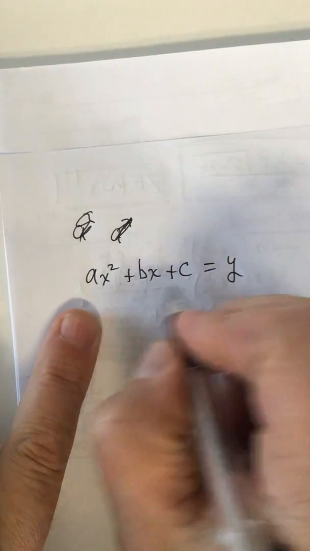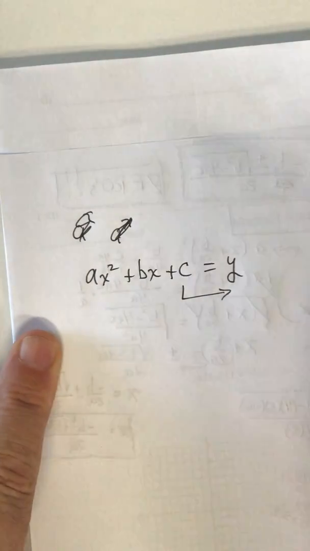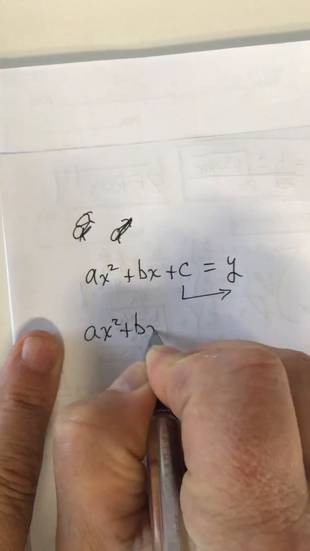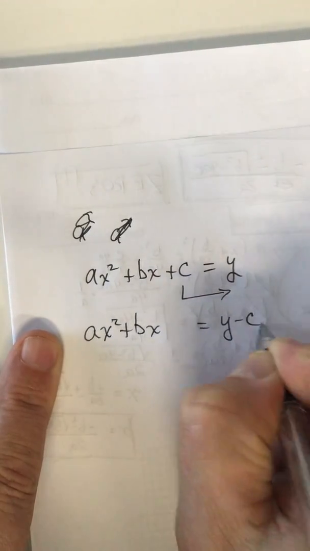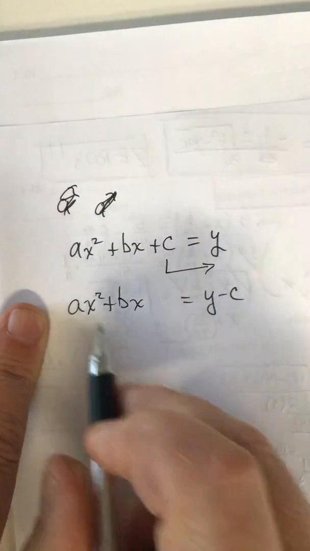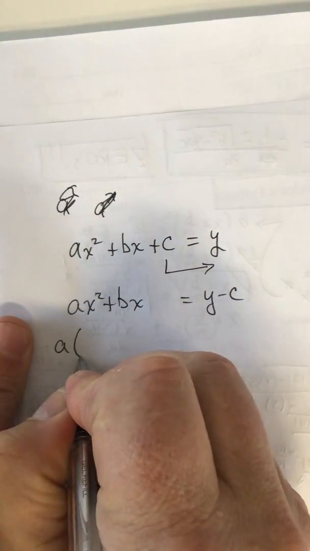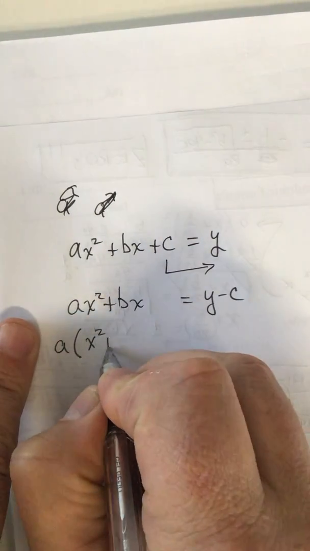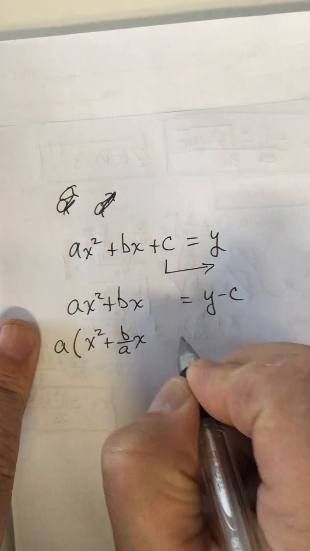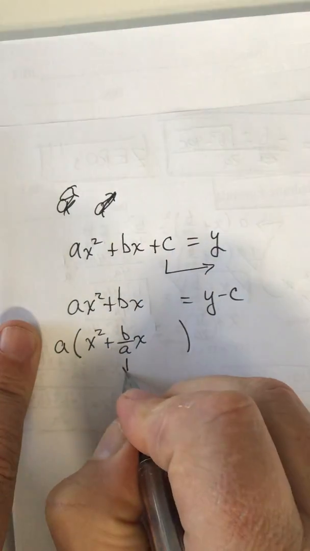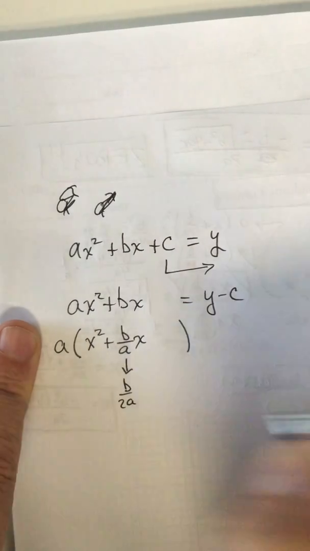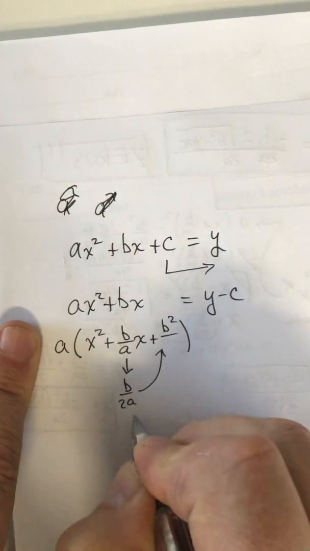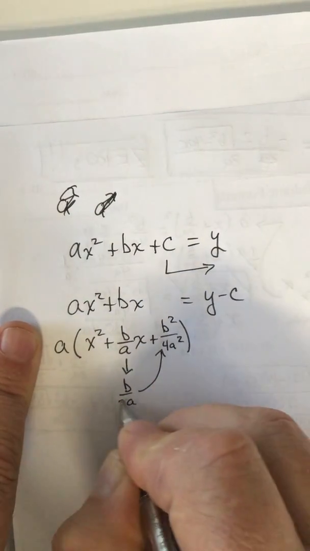When it was equal to y, completing the square was basically the same thing. I'll move the c over there. So we have ax squared plus bx equals y minus c. I still have to divide out the a, so I'll do that. This whole term divided by a leaves x squared. B divided by a leaves b over a. I have to cut that in half, so that's b over 2a. And I square that in, so that will be b squared over 4a squared, because we're squaring the bottom.